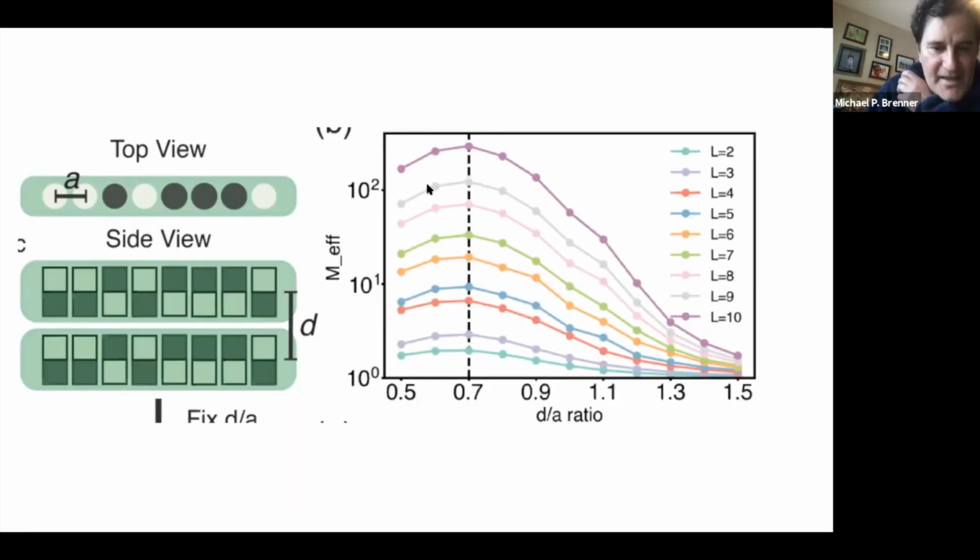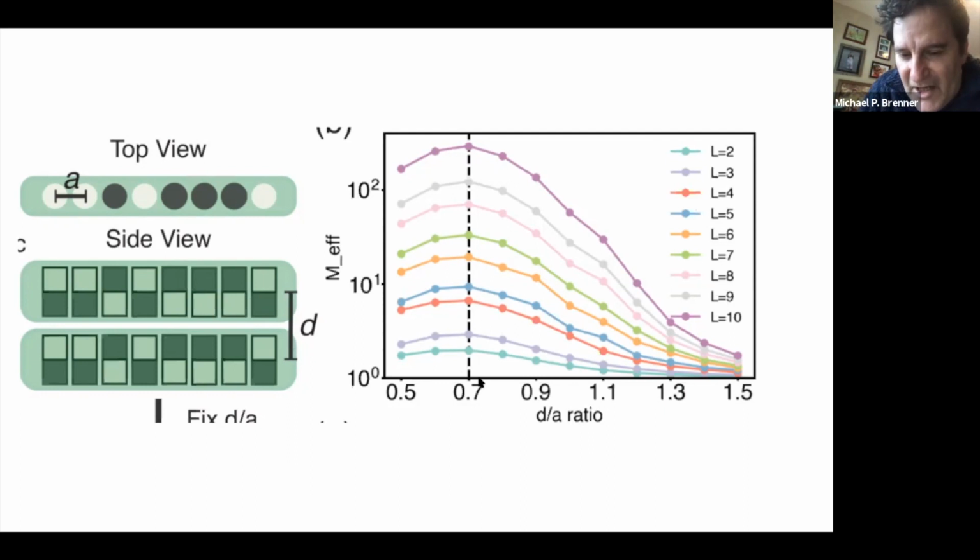If you plot the effective number, you can enumerate, for any L, for any number of magnets, so L equals 4 means there are 4 magnets, L equals 5 means there are 5 magnets, you can compute the effective number of lock key pairs one has as a function of this ratio D over A.